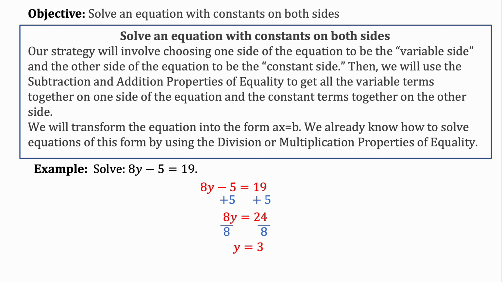Now let's check our work real quickly. If we substitute our 3 where our original variable was sitting, we better get an answer of 19. Well, 8 times 3 is 24. If we take away 5, indeed, we do get 19. So that's a little bit about how we solve an equation with constants on both sides.